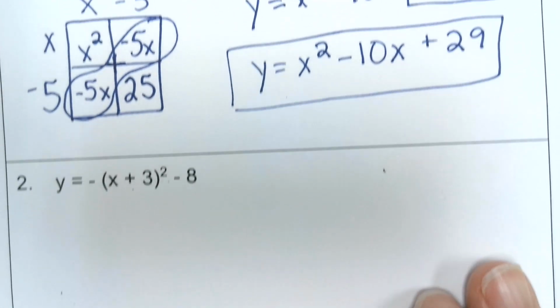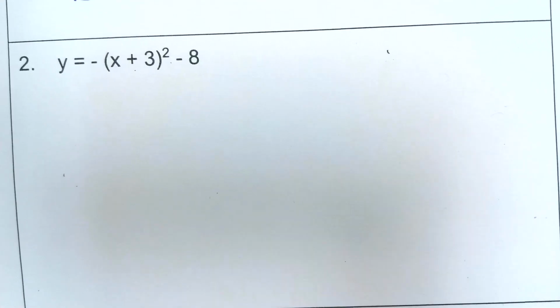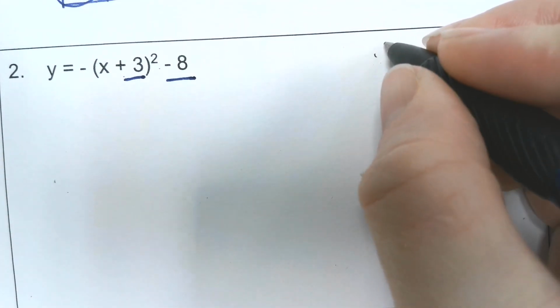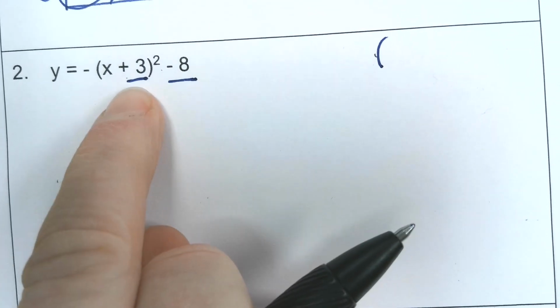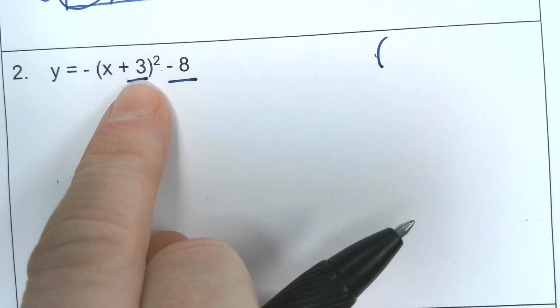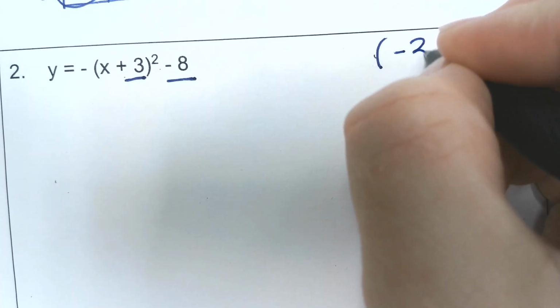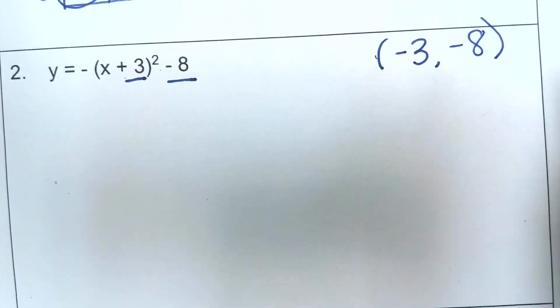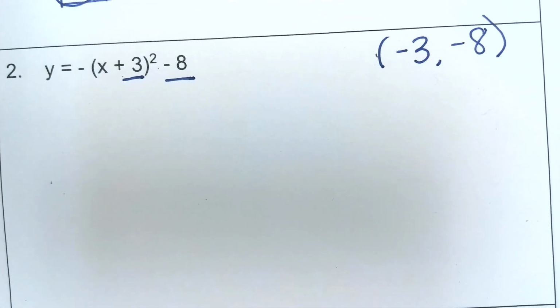All right, let's go to number 2. Let's do the same thing. Let's find what h and k are. So underline h and underline k. So our vertex is, this would be the opposite. The h is always opposite. So it's going to be -3. And the k is -8. So we have the vertex.